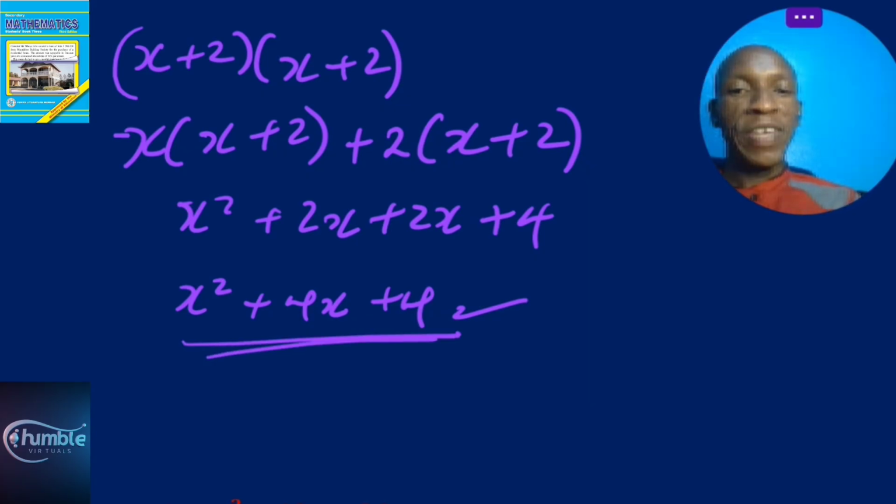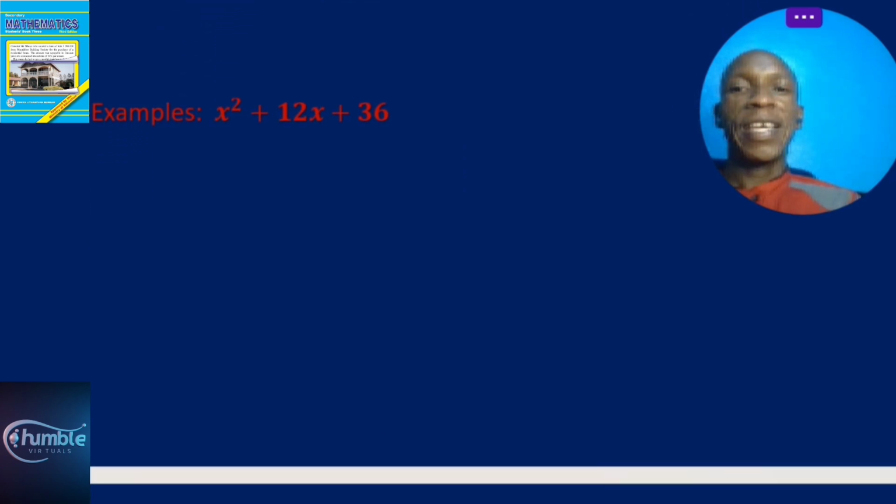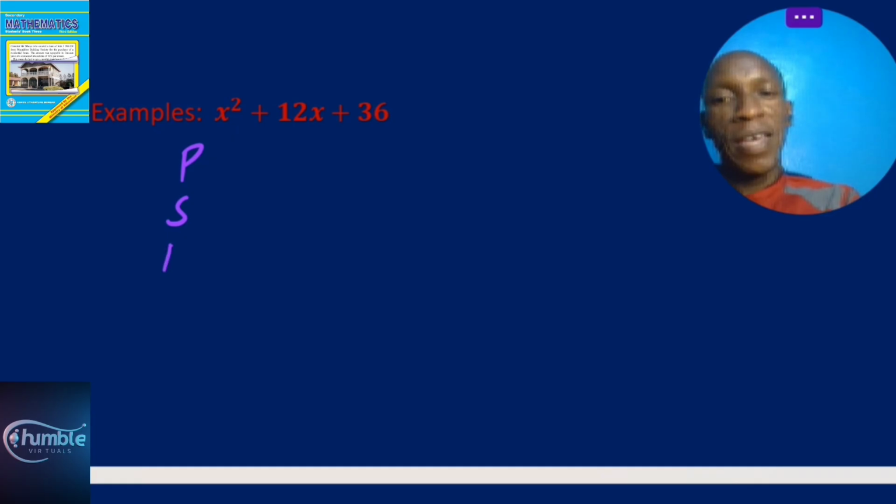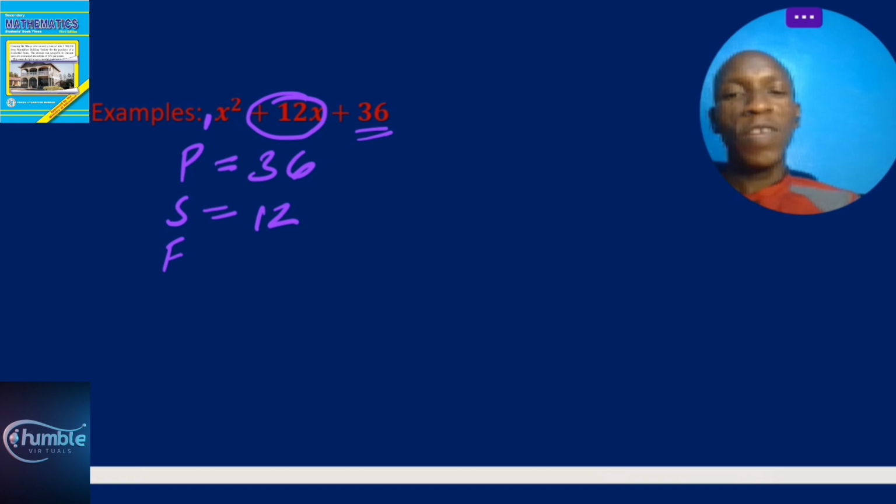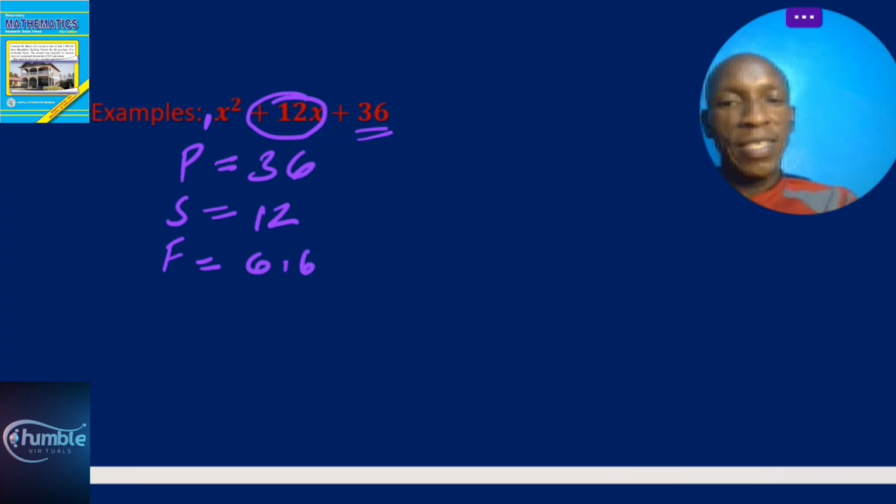Another example of a perfect square is x squared plus 12x plus 36. Let us try to factorize this and see whether it factorizes into brackets of the same element. In this case, we need to know the product, the sum, and then the factors. The product is 1 times 36, which is 36. The sum is positive 12. So we are looking for two numbers such that when you multiply them, you get 36, and if you add them, you get 12. The two numbers in this case are 6 and 6.